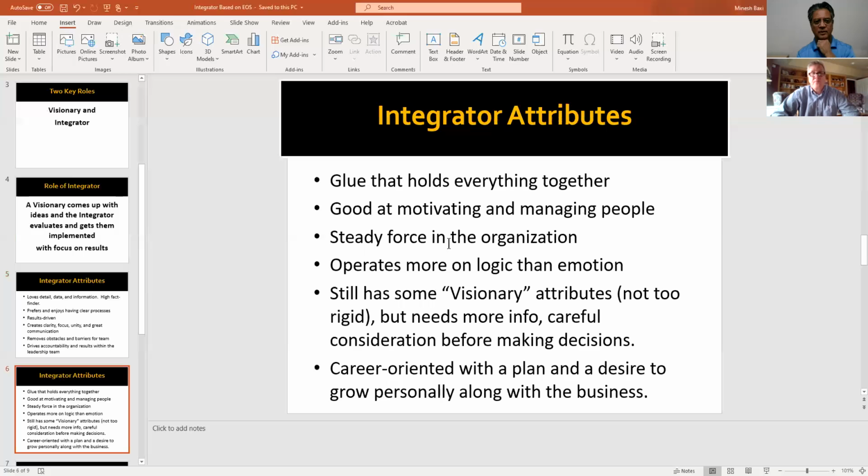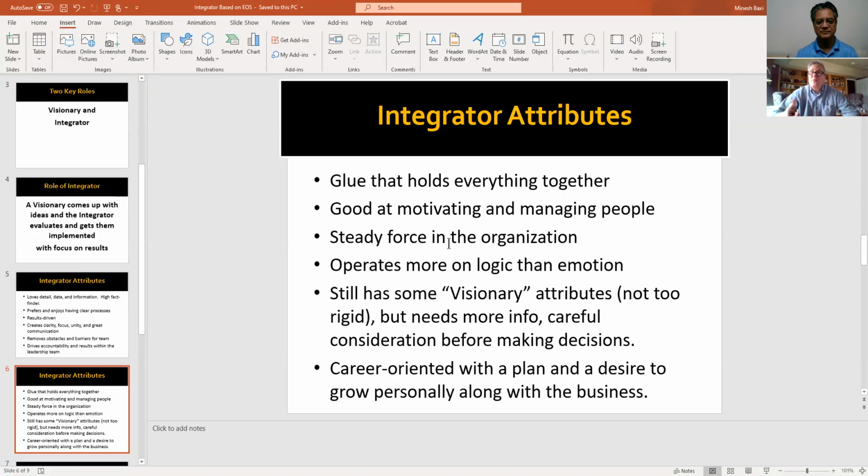And furthermore, as you have on your chart, which is so accurate, they're the glue that holds everything together. They are the thing that makes it all happen. As I said, good at motivating and managing people. They are a steady force. It's what everyone looks to for guidance and for driving them where they need to go.